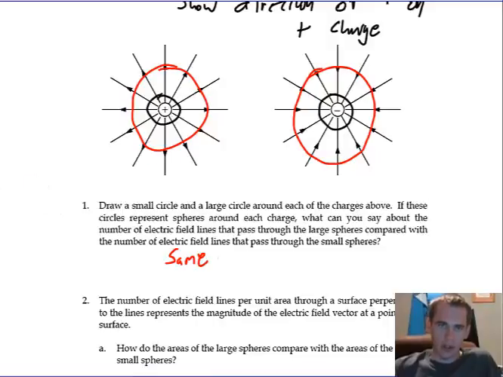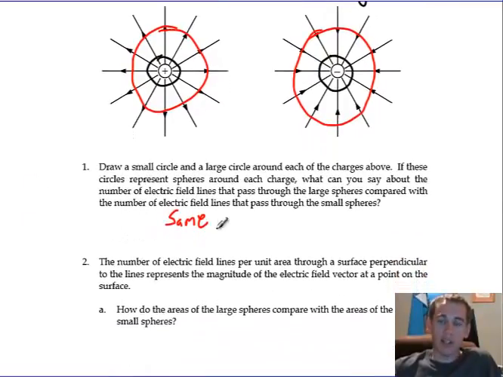12, 12. The number of electric field lines per unit area through a surface perpendicular to the lines represents the magnitude of the electric field vector at a point on the surface. If you think about what that's saying, it's saying field strength is represented by how many electric field lines go through each section. So how do the areas of the large spheres compare with the area of the small spheres? Well, this small sphere is small, so it has a small surface area. So larger sphere means more area.